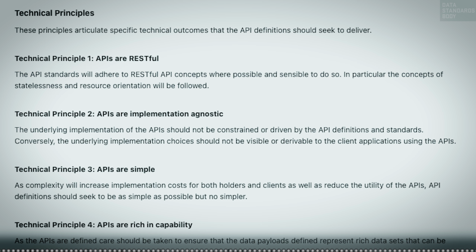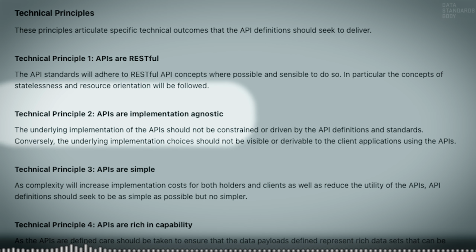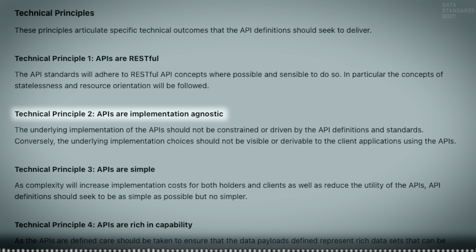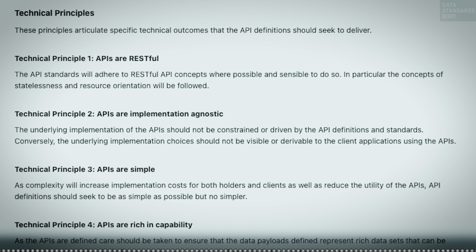Technical Principle 2. APIs are implementation agnostic. The underlying implementation of the APIs should not be constrained or driven by the API definitions and standards. Conversely, the underlying implementation choices should not be visible or derivable to the client applications using the APIs.